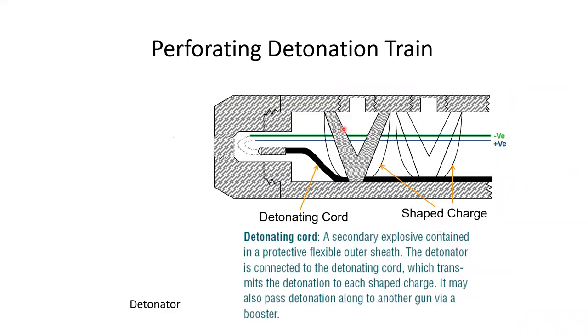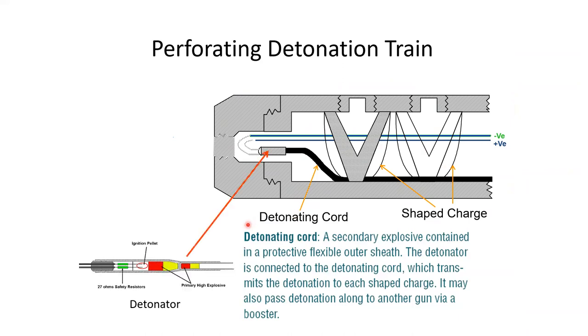So how does the perforating detonation train go? The first thing I am going to have here is the detonator. The detonator will contain a primary high explosive. The detonator will be connected to my firing head. This firing head is going to be connected to the unit power in the case of the wireline unit. Once we have the gun perfectly on depth after correlation, we are going to send power. This power is going to trigger the detonator. The detonator is connected to the detonating cord, and the detonating cord is connected to the shaped charge. So the detonating cord is going to transfer the detonation from the detonator to the shaped charge.